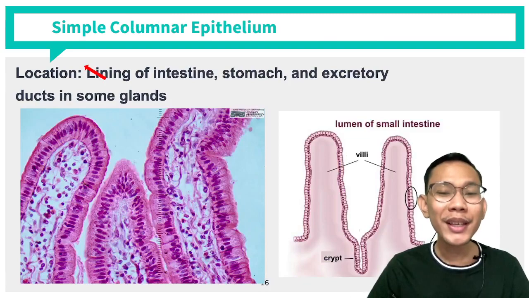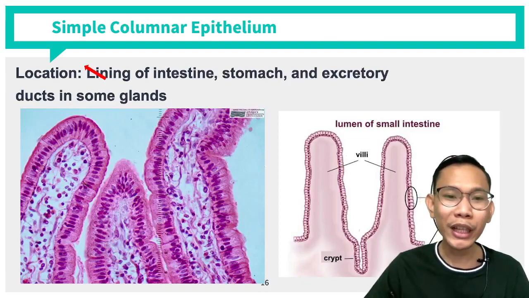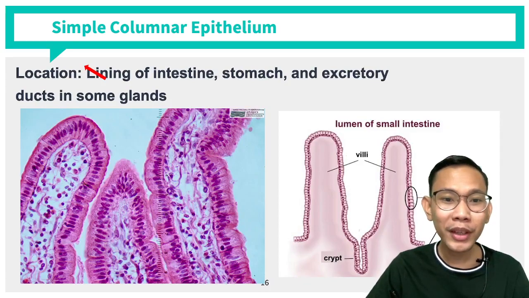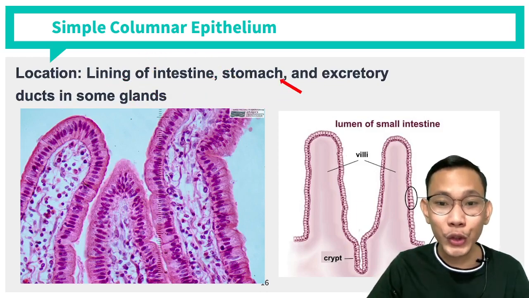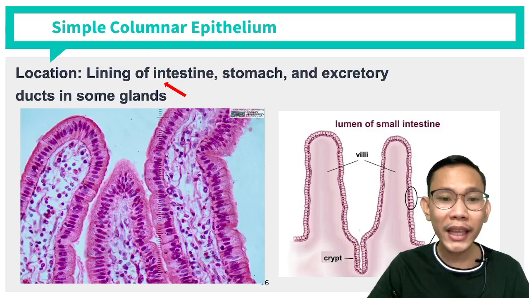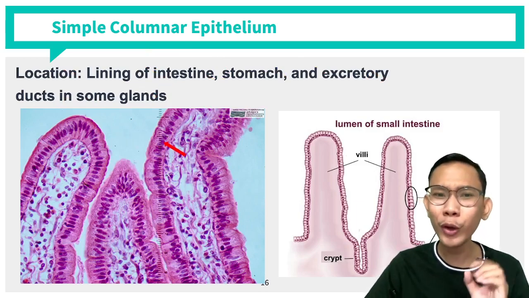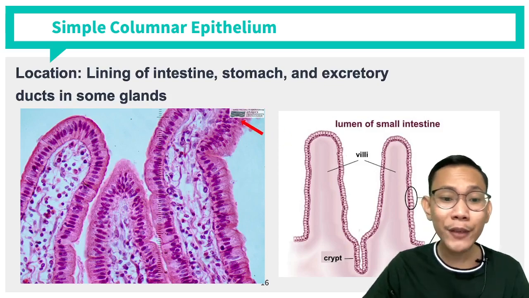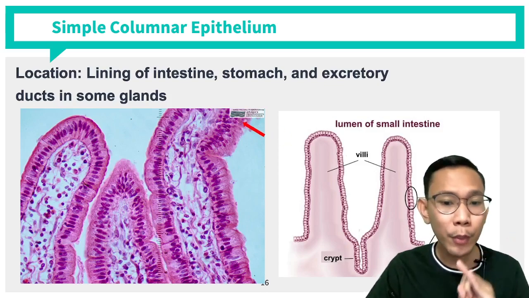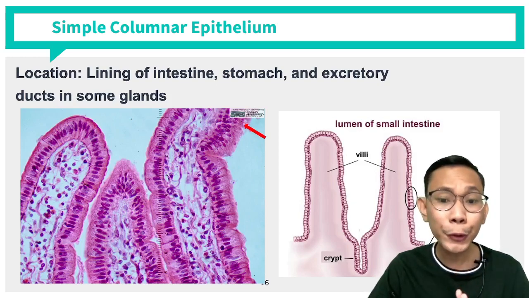Now we have your simple columnar epithelium. In terms of location, it could be located in the lining of your intestine, stomach, excretory ducts, and in some glands. Simple, again, because one layer. Columnar, because these are tall cells. So it covers basically your digestive organs such as your stomach, small intestine, large intestine, and even your gallbladder.